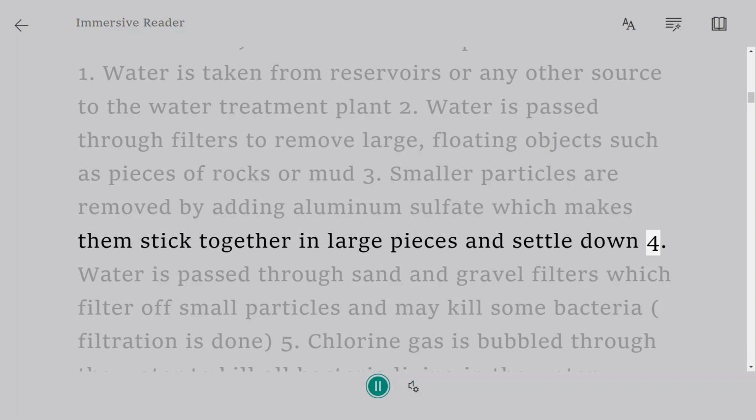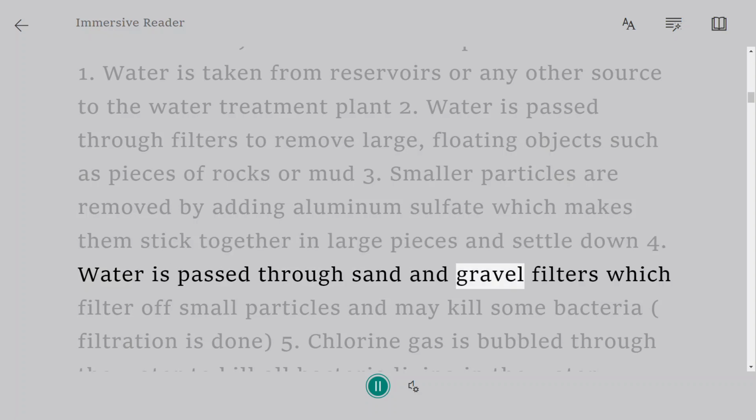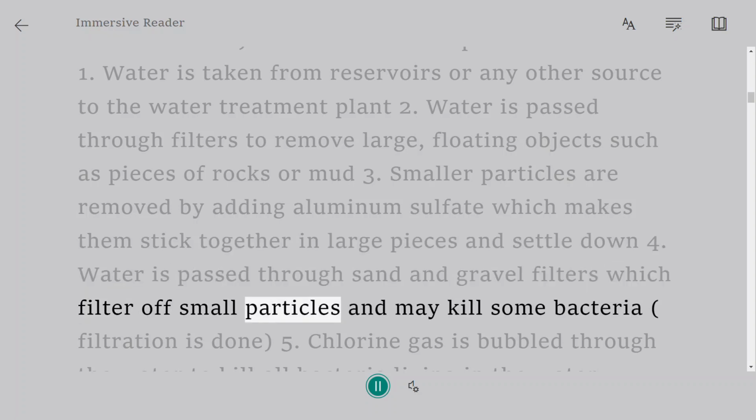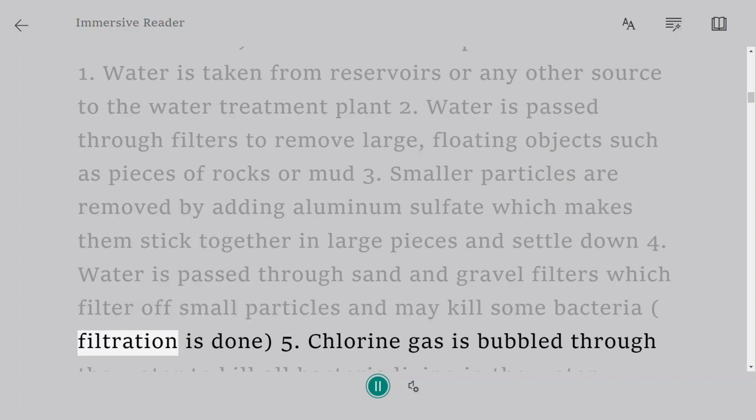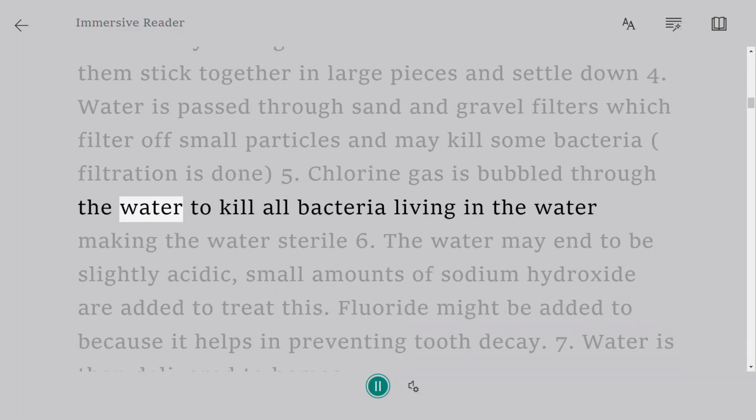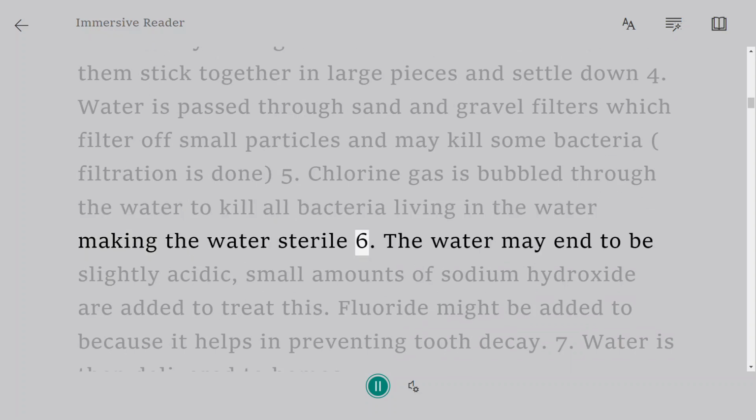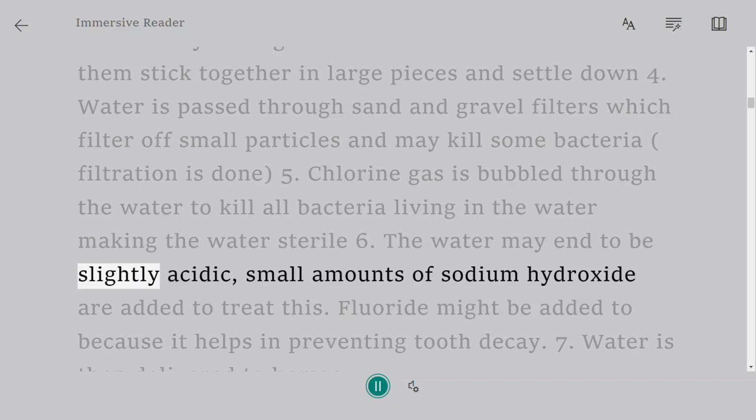4. Water is passed through sand and gravel filters, which filter off small particles and may kill some bacteria. Filtration is done. 5. Chlorine gas is bubbled through the water to kill all bacteria living in the water, making the water sterile. 6. The water may end up being slightly acidic.